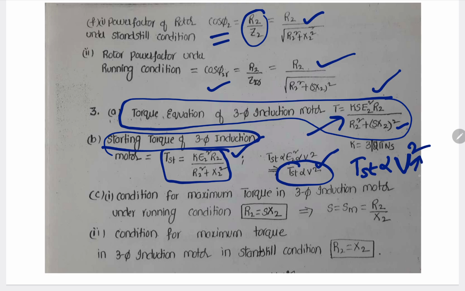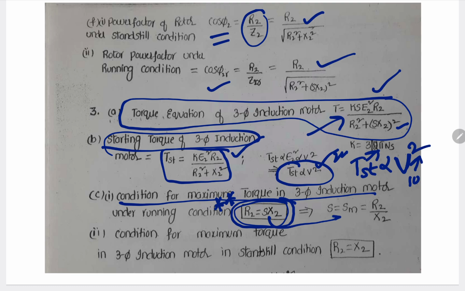If I change the input 10%, starting torque is going to be changed by 20%. Condition for maximum torque in the three-phase induction motor is R2 is equal to SX2. Very important formula. R2 is equal to SX2. From this, if I calculate the slip, it becomes R2 divided by X2. That means at this particular slip value, the maximum torque is going to occur. Therefore, it is called slip corresponding to maximum torque.